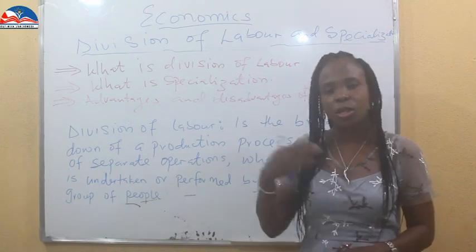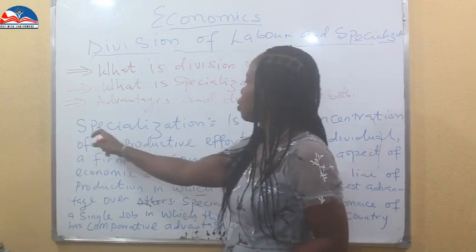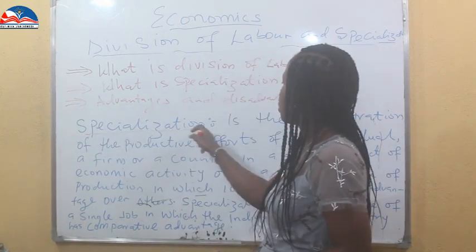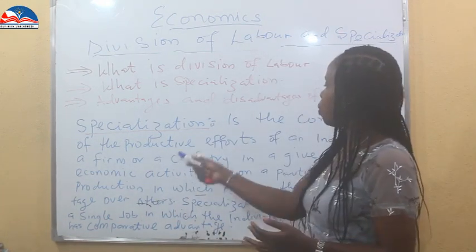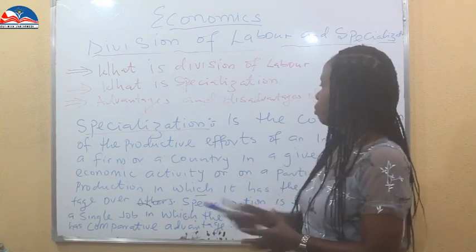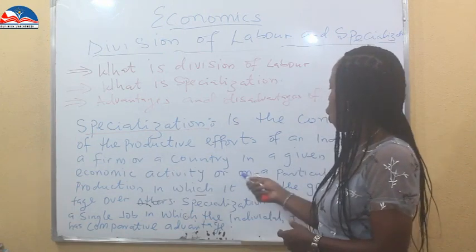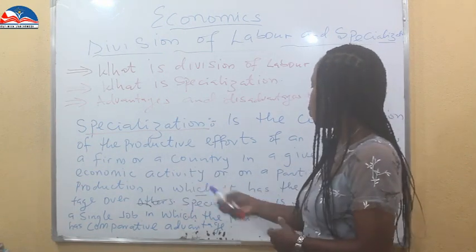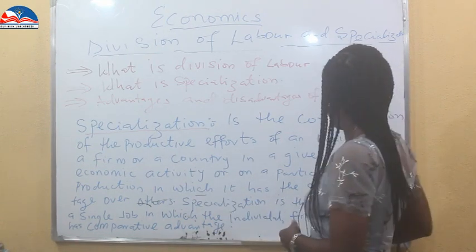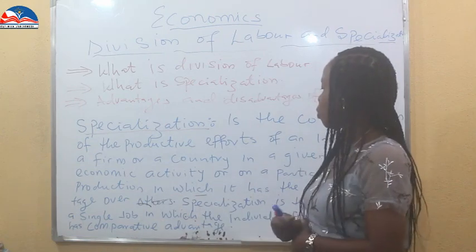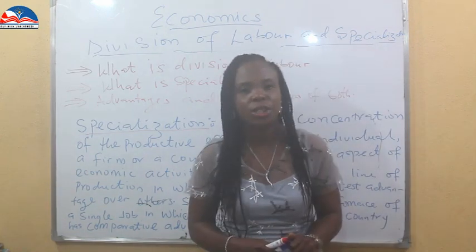Then what is specialization? Let's take our next objective, specialization. Our next objective is specialization. What is specialization? We have seen what division of labor is. Specialization is the concentration of the productive efforts of an individual, a firm, or a country in a given aspect of economic activity or on a particular line of production in which it has the greatest advantage over others. Specialization is the performance of a single job in which the individual, firm, or a country has comparative advantage.